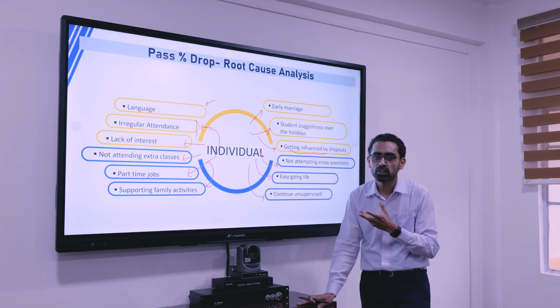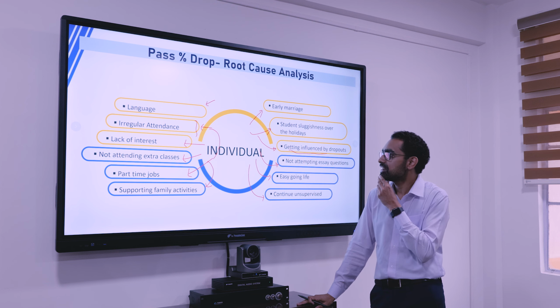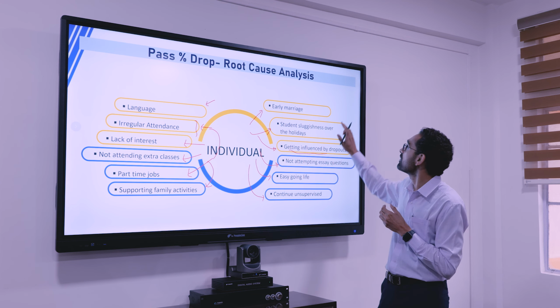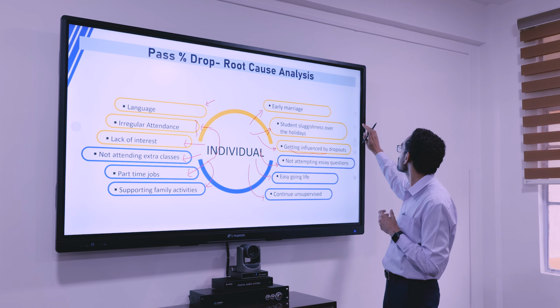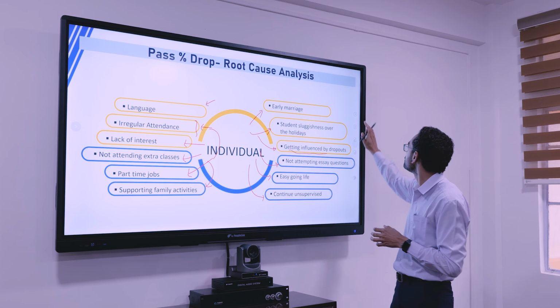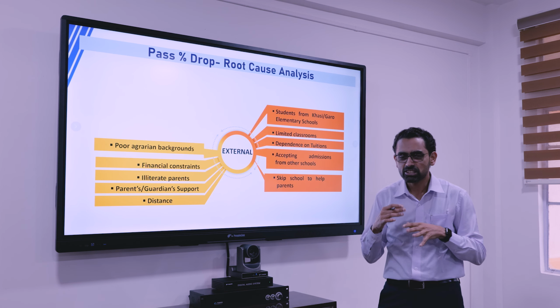So this also can be one of the reasons. So what we see is that these are the individual level reasons why we are having a drop, or basically a low pass percentage in the state. Now coming to the external reasons, there are various external factors.